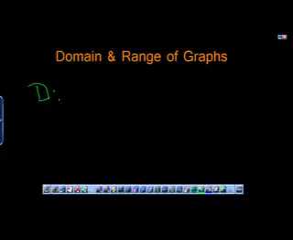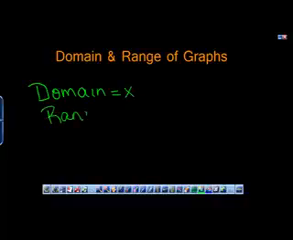Remember that the domain refers to our x values, and our range refers to our y's. Now when looking at graphs, we know that graphs are created by numerous amounts or a table of values of x and y.